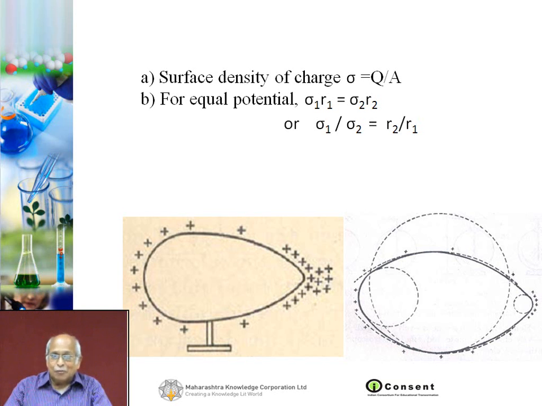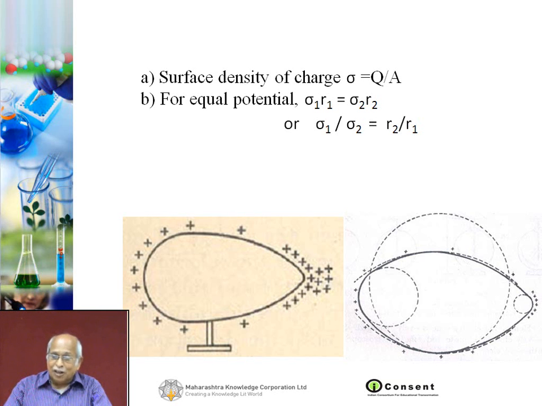Now look at the figure carefully. On the left side you see a pear shaped conductor, and on the right side you see different circles. These circles are spheres in three dimensional space. These circles are spheres. So the left side of that pear shaped conductor is a part of a sphere of some radius.